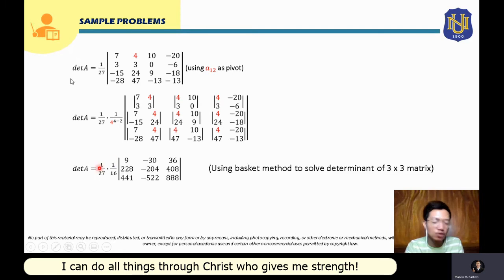So that will be 1 over 16. So it will just be 1 over 27 times 1 over 16. And then solving for the determinant of these 2 by 2 matrices. So this will be 7 times 3 minus 3 times 4. So that will be 9.